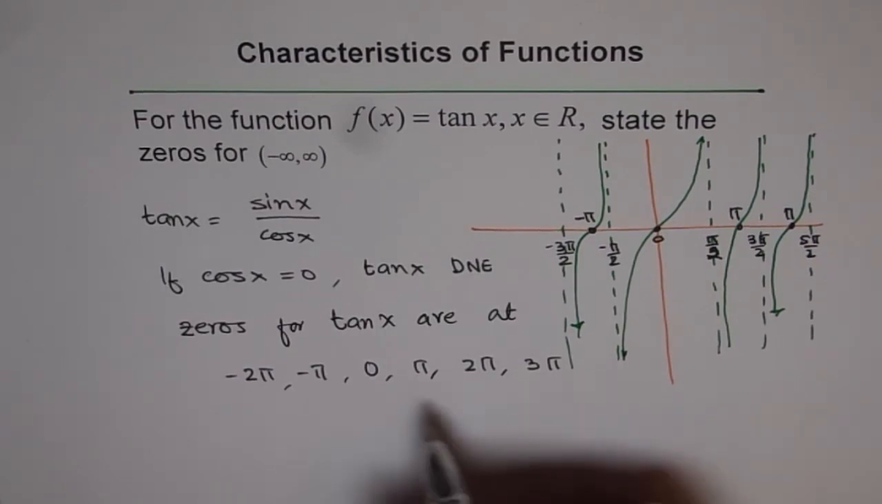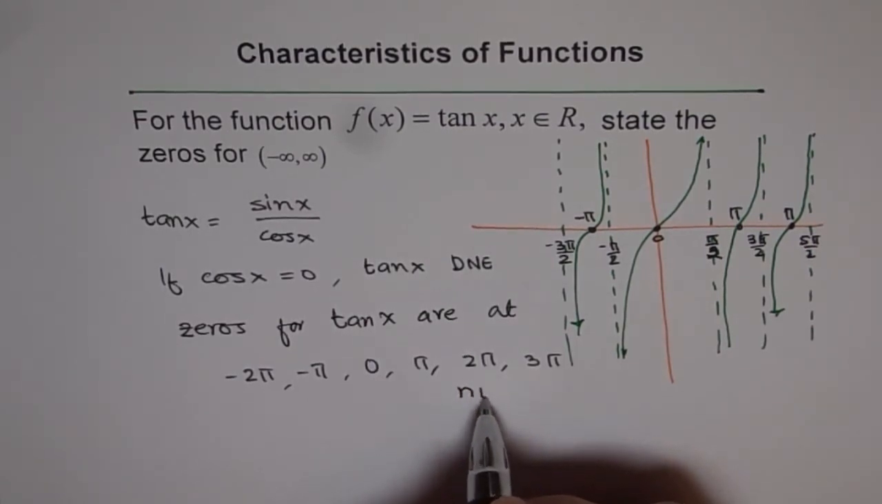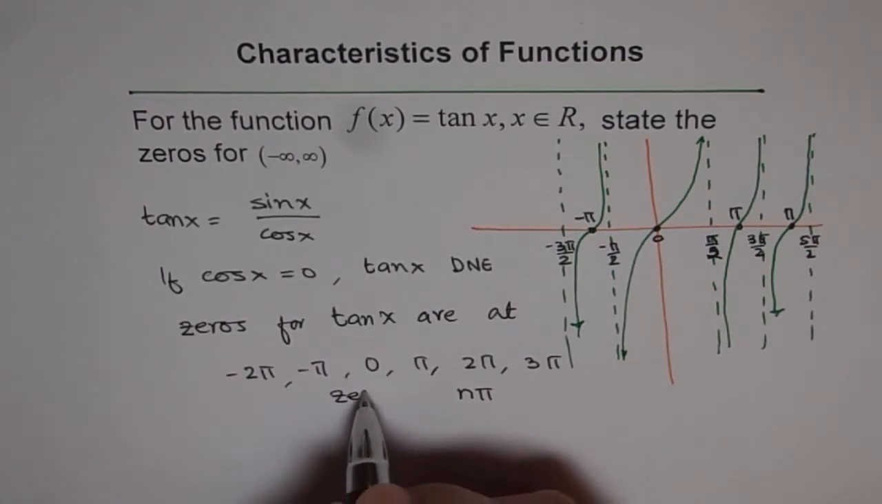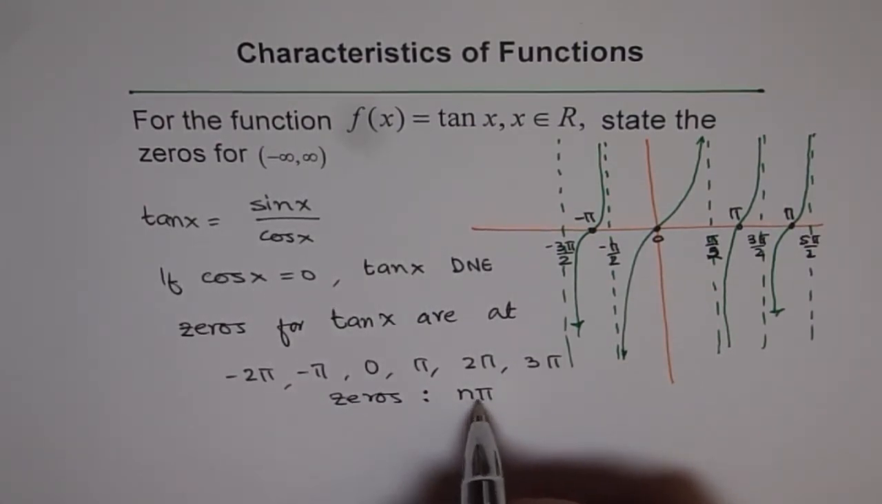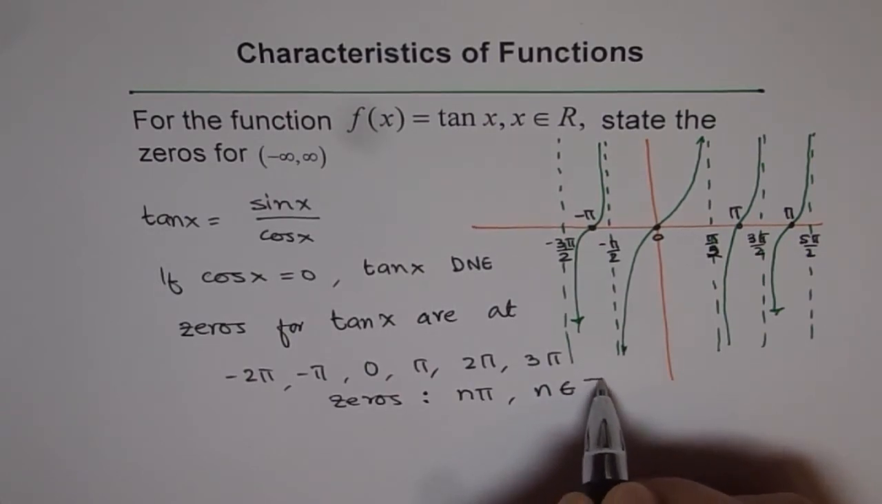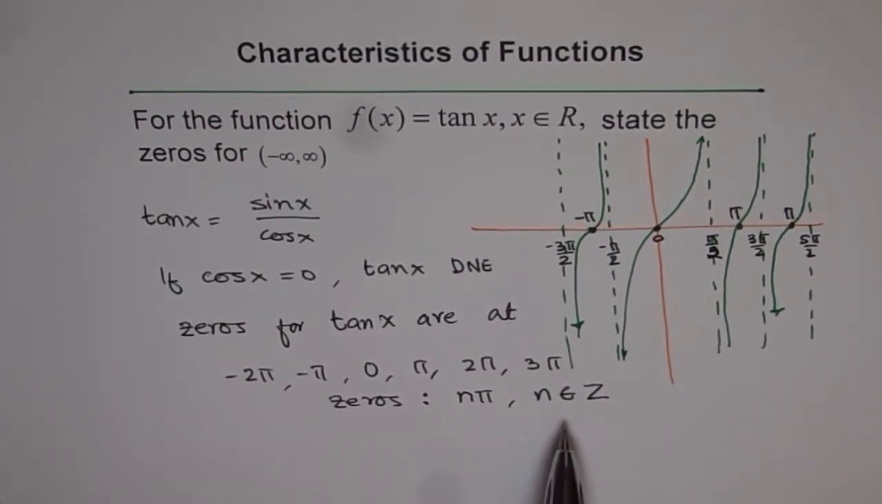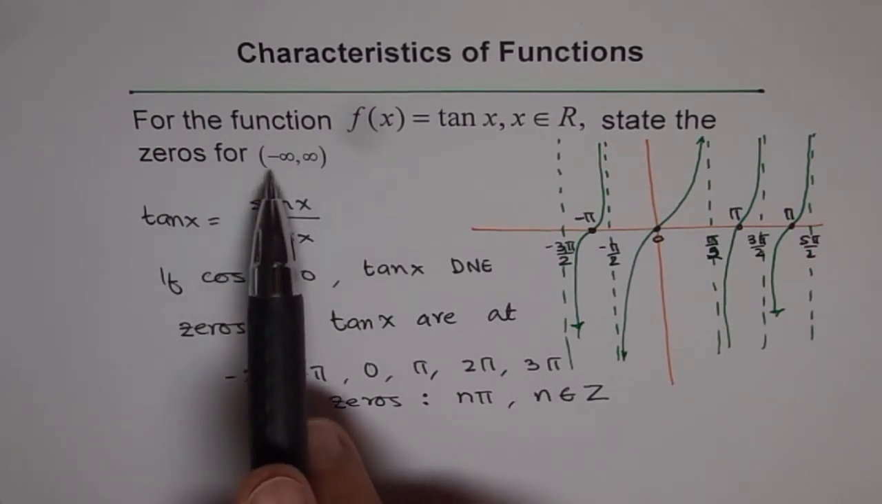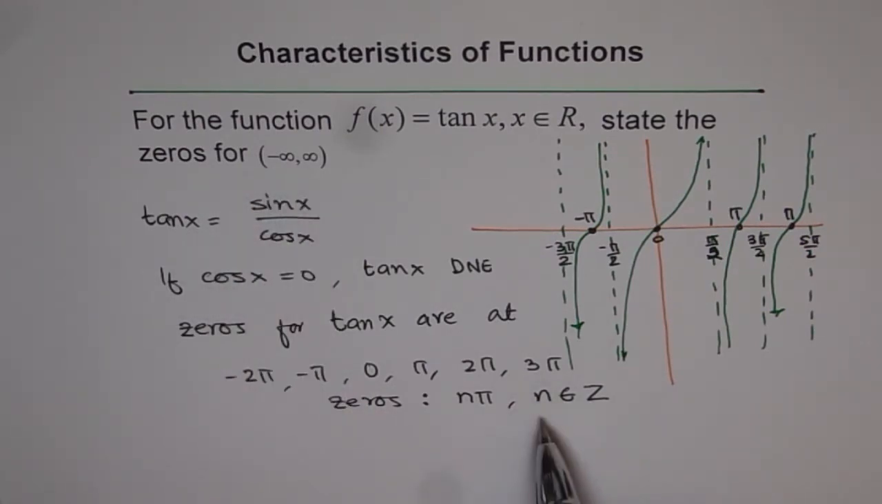So in general, we can write this as n pi. So zeros for the tan function are at n pi, where n belongs to the set of integers. So that is a general expression which will give us all the zeros for our function tan x in the interval minus infinity to infinity. Since n can have all the values, from minus infinity to plus infinity, numbers plus minus 1, plus minus 2, plus minus 3, and so on. Do you get it? So that is how we can answer this question.